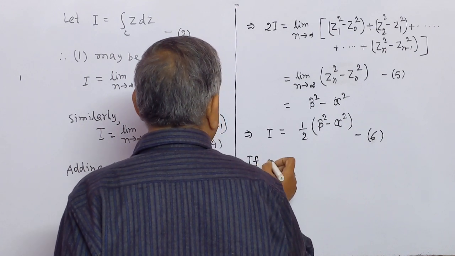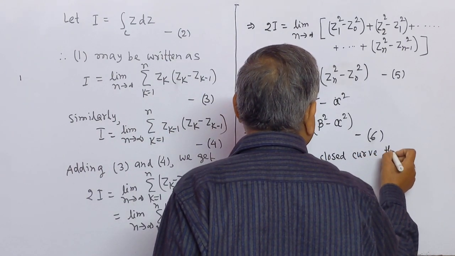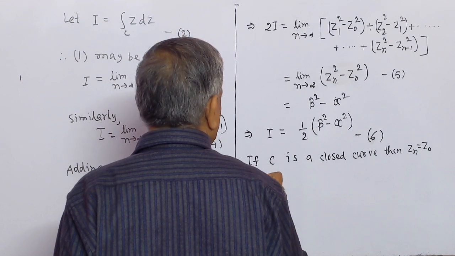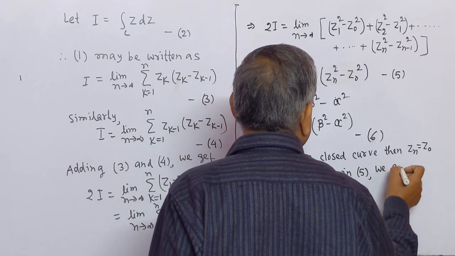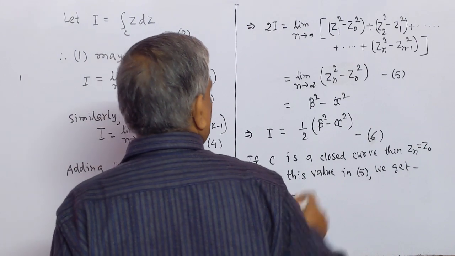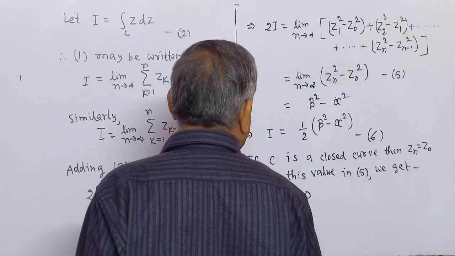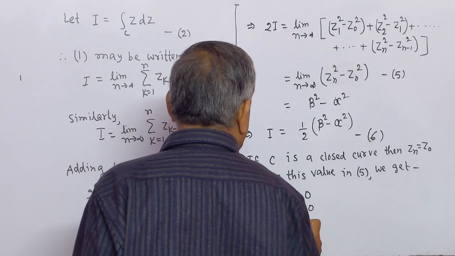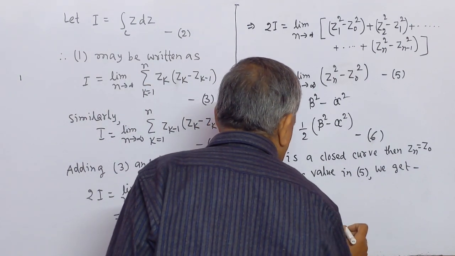If C is a closed curve, then zn equal to z0. Putting these values in 5, we get 2I equal to, since here zn equal to z0 means this is 0, right side 0, implies that I equal to 0, implies that integration along the closed curve C, z dz equal to 0. This is an important result.